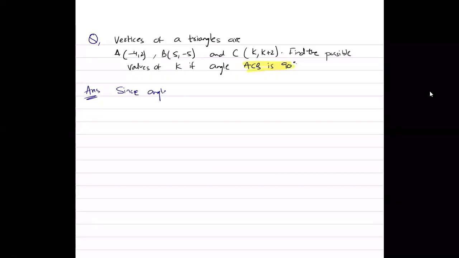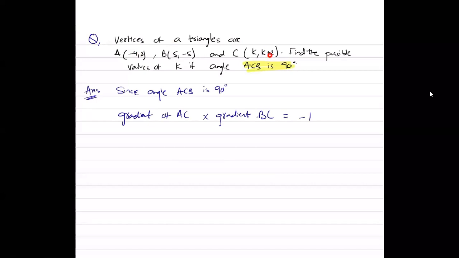So since angle ACB is 90 degrees, I can say that the gradient of AC multiplied by the gradient of BC is going to be equal to -1. The product of the gradients of two perpendicular lines is equal to -1. So how am I supposed to find the gradient of AC?